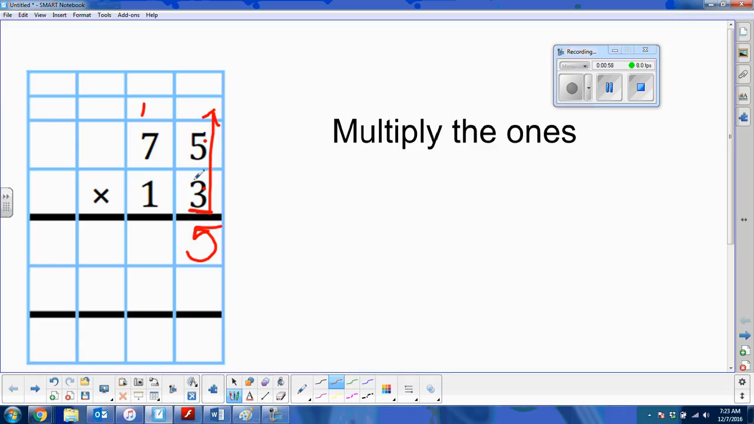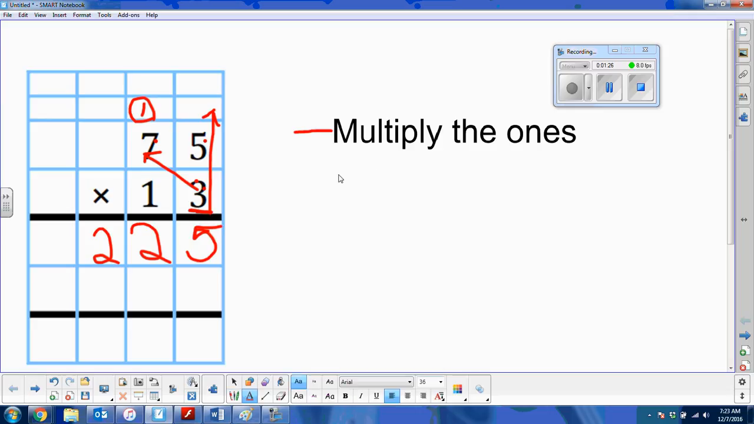Then what I'm going to do is I'm going to go ahead and go diagonal. I'm going to multiply diagonally. So now I have my 7 multiplying by my 3, and that gets me 21, but I also have to include my 1 up here. So 21 plus 1 is 22. So that's our first step, multiply the ones.